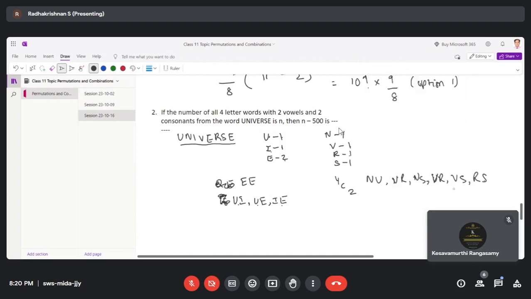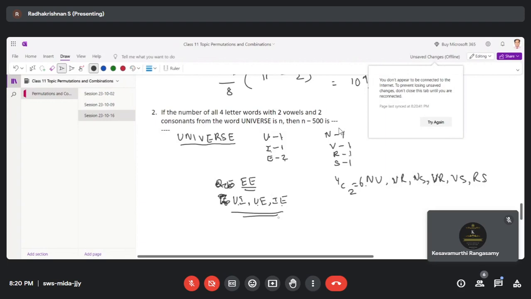Okay. So these are the 6 combinations. Why we have to separate this EE and this out is the arrangement, counting of arrangements will differ. We cannot put them all together. Like there are 4 ways in which we can pick up 2 vowels. Therefore, we can say 4 into 6.